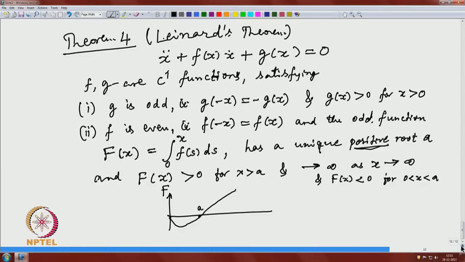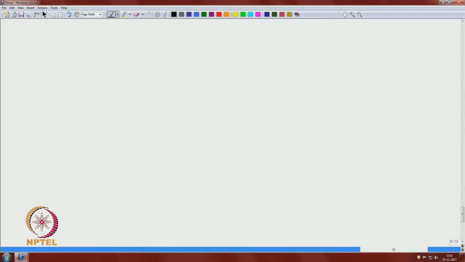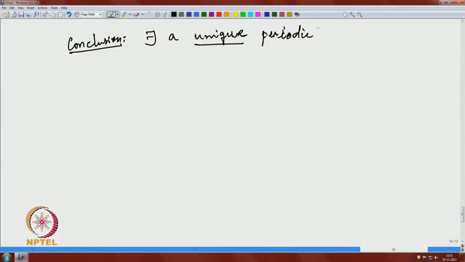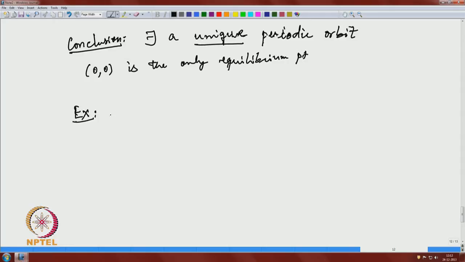Conclusion. There exists a unique periodic orbit. And here in this case you can easily check that 0, 0 is the only equilibrium point. And there is more to it. So, any other orbit will spirally approach that periodic orbit.